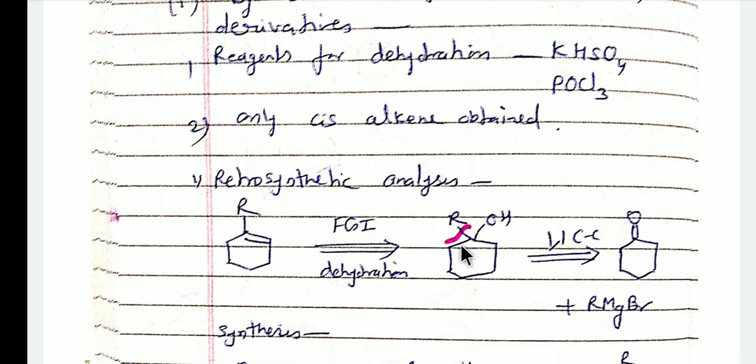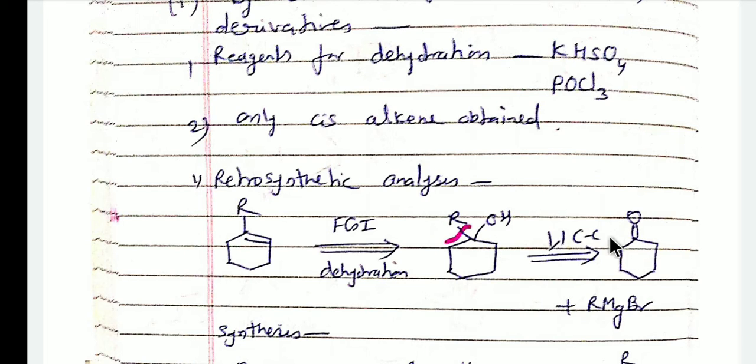Disconnection of this molecule at this position, between carbon and alkyl group. After disconnection we get R minus and here a positive charge, C plus OH. So this synthon C plus OH rearranges into the form of ketone. Here H is removed as H plus, so O becomes negatively charged. Here C plus and O minus form the double bond.